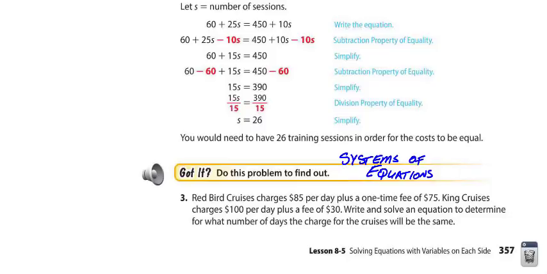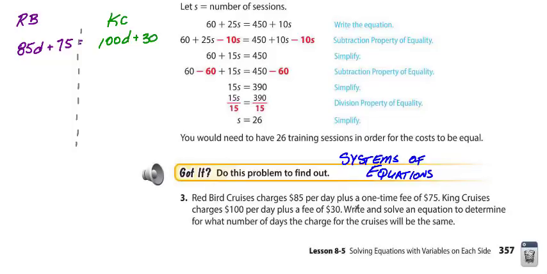So here we go. We know we have a couple of facts here. We know that for the Redbird, they charge $85 per day plus a one-time fee of $75. Over at King Cruises, they charge $100 per day plus $30. Our goal is to figure out how many days where they will be the same.